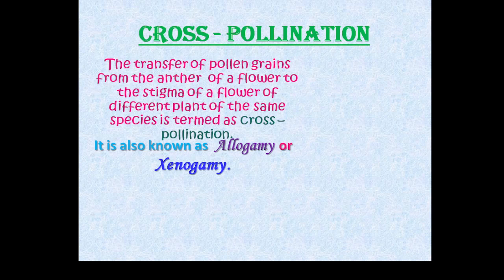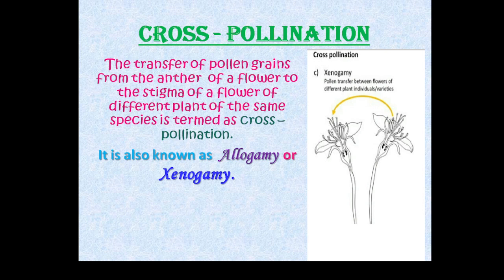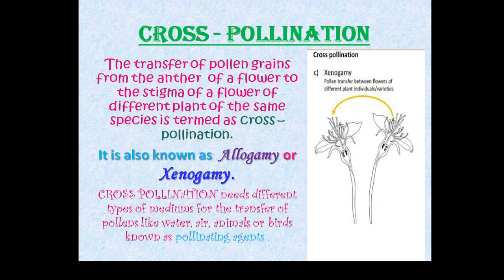So you can see here that cross-pollination is taking place between two different flowers, two different plants, but of the same species. This same species is very important, because otherwise the pollination would not occur. Cross-pollination uses different mediums for the transfer of pollen, like water, air, animals, or birds, known as pollinating agents. Cross-pollination needs pollinating agents, but self-pollination does not need them.